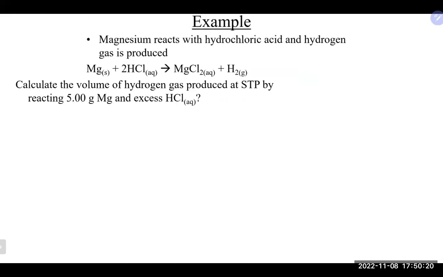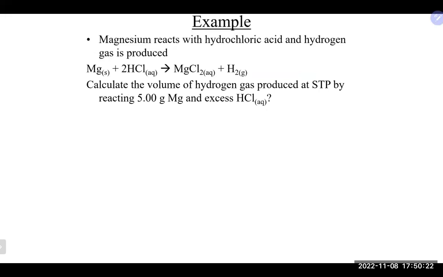This one we're going to do one of these days, I think, next week. We take some magnesium, we react it with some hydrochloric acid. We want to know how much hydrogen gas we will collect at STP. If we started with 5 grams of magnesium, magnesium should be 24.31, I think. Hydrogen is 1.008, in case you need it.